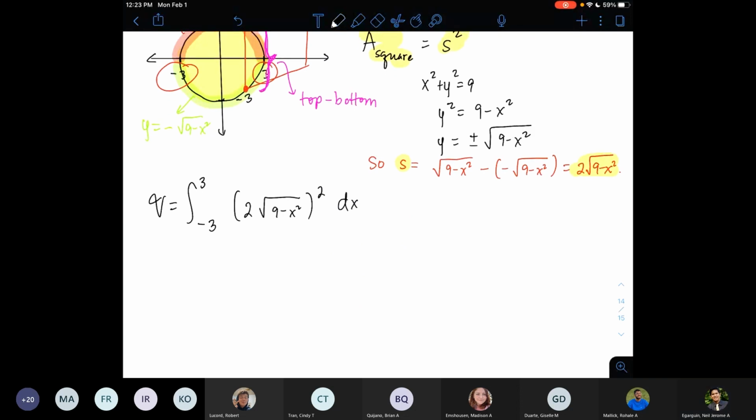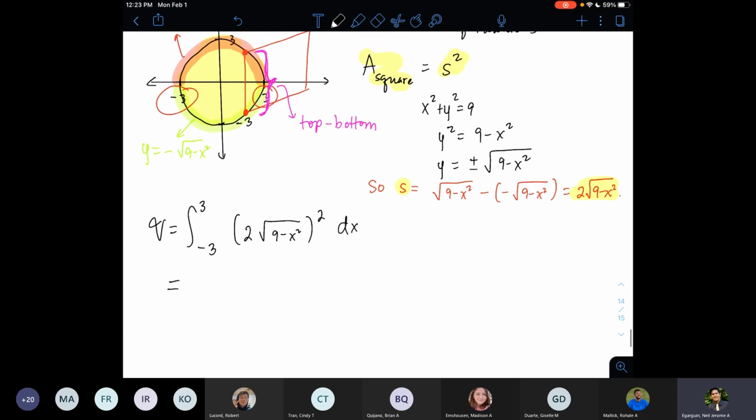All right. Or if you will use symmetry, which is perfectly fine because we know that the circle is symmetric with respect to the y-axis, well, what you could have done is to integrate, instead of from negative 3 to 3, just from 0 to 3, same integrand, but multiply it by 2. Because the volume will be the volume of the right hemisphere times 2, or the right semicircle times 2.